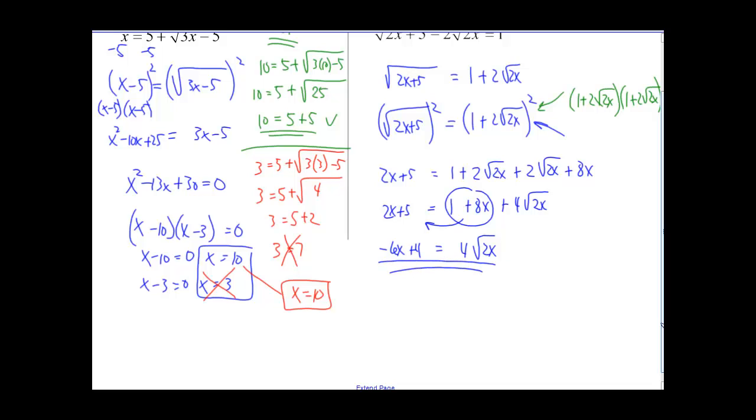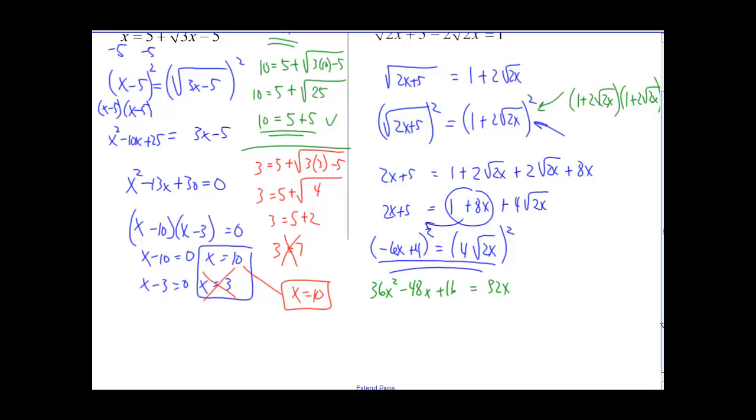Notice we still have a radical, so you need to go back to the original problem. We need to isolate the radical, okay, which it kind of is. So let's now raise it to the power of 2, which means we need to do the same thing over here again. Okay, if we square both sides, we're going to now get 36x squared minus 48x plus 16 equals 32x.